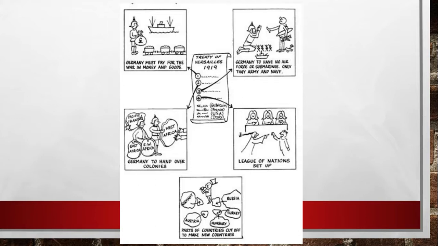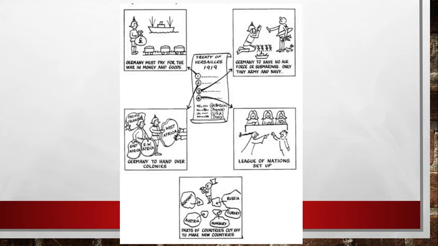Number 3, Germany could not have a military. They could not have an air force or submarines. Only a tiny army and navy for their own protection and police force. Number 4, the League of Nations was created. Remember, the League of Nations is an international peacekeeping organization that hopefully will help settle disputes in the future.